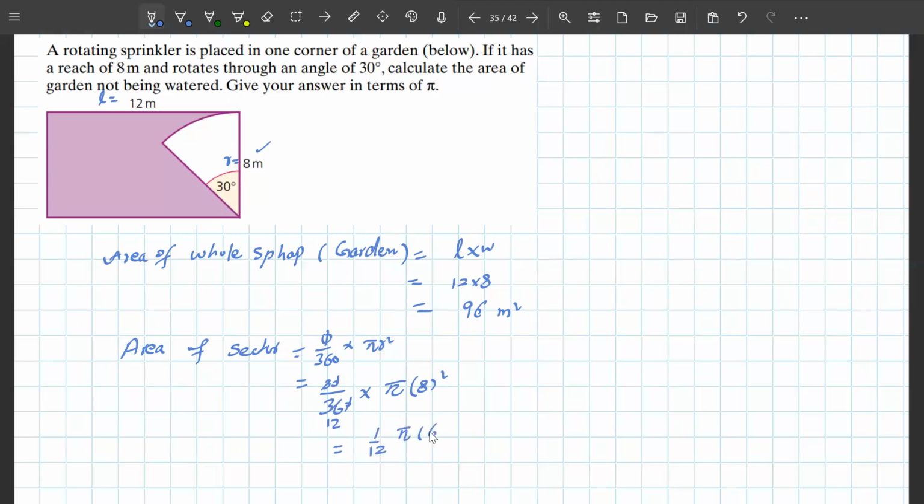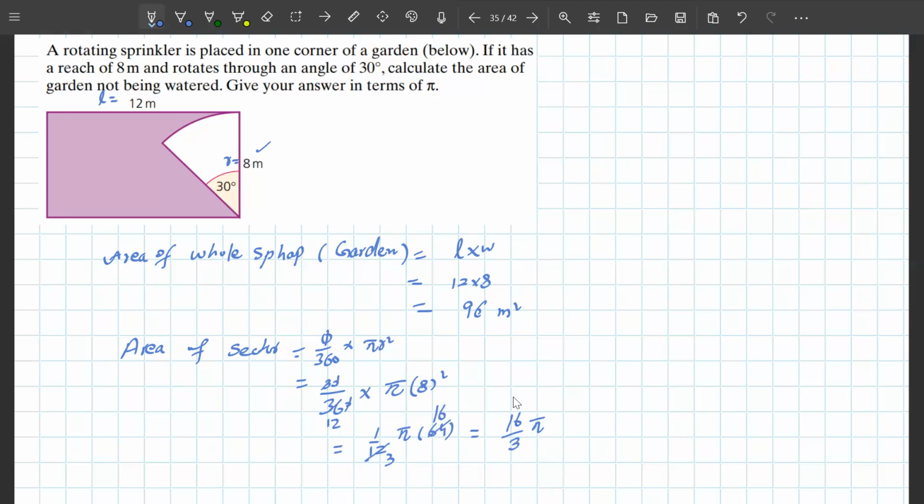8 squared means 64. So we can simplify more. Both are divisible by 4. 4 3s are 12, 4 16s are 64. So we are getting 16 over 3 pi.